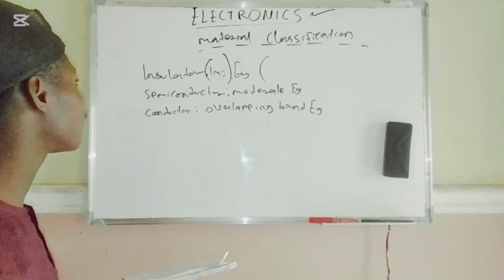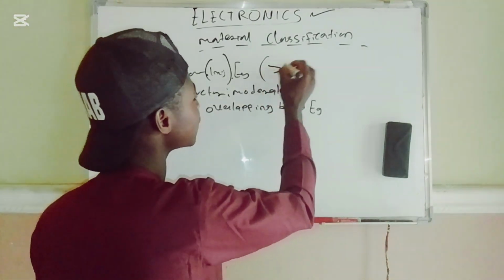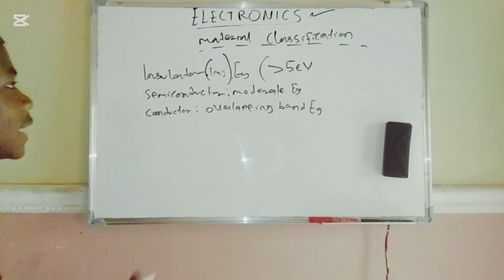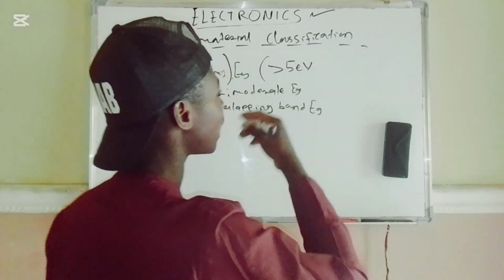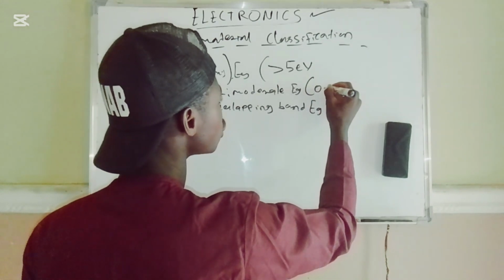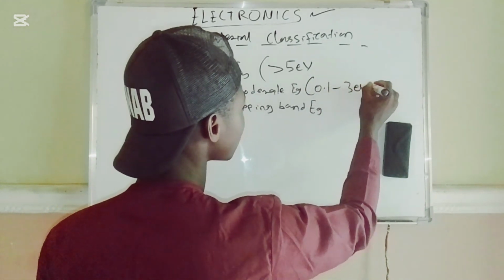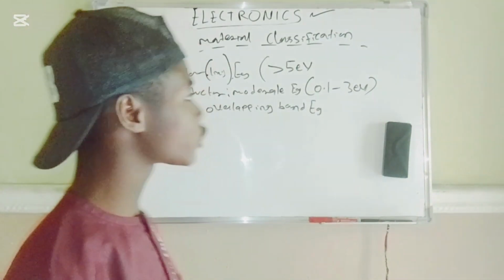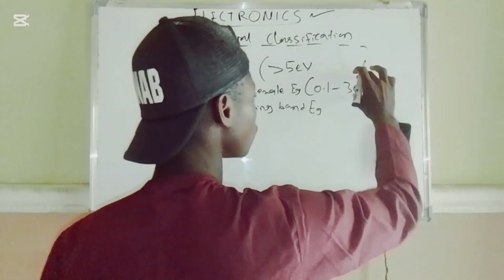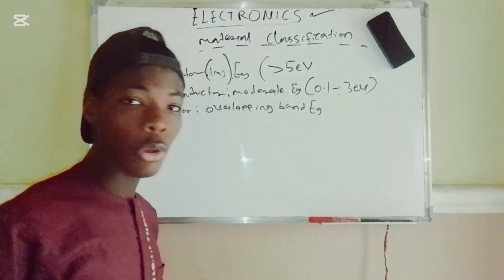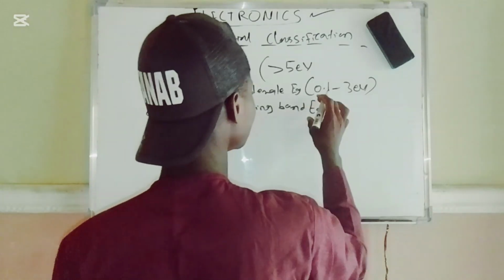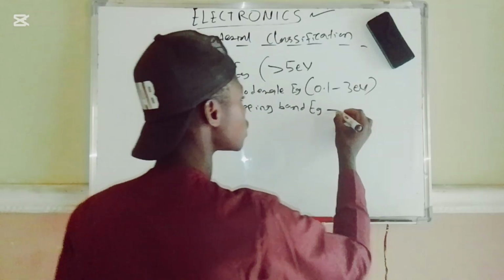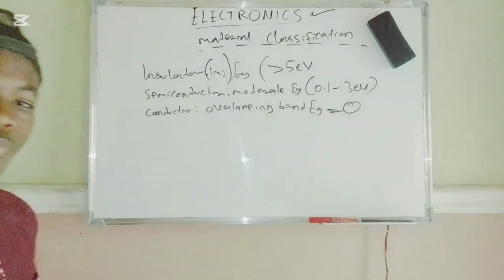What is the band gap? Band gap of an insulator is greater than 5 electron volts. So what is a semiconductor? The band gap of a semiconductor, which is moderate, is from 0.1 to 3 electron volts. So I have to explain what an electron volt is, and I will come to it. And the band gap for a conductor, which has overlapping bands, is always 0.